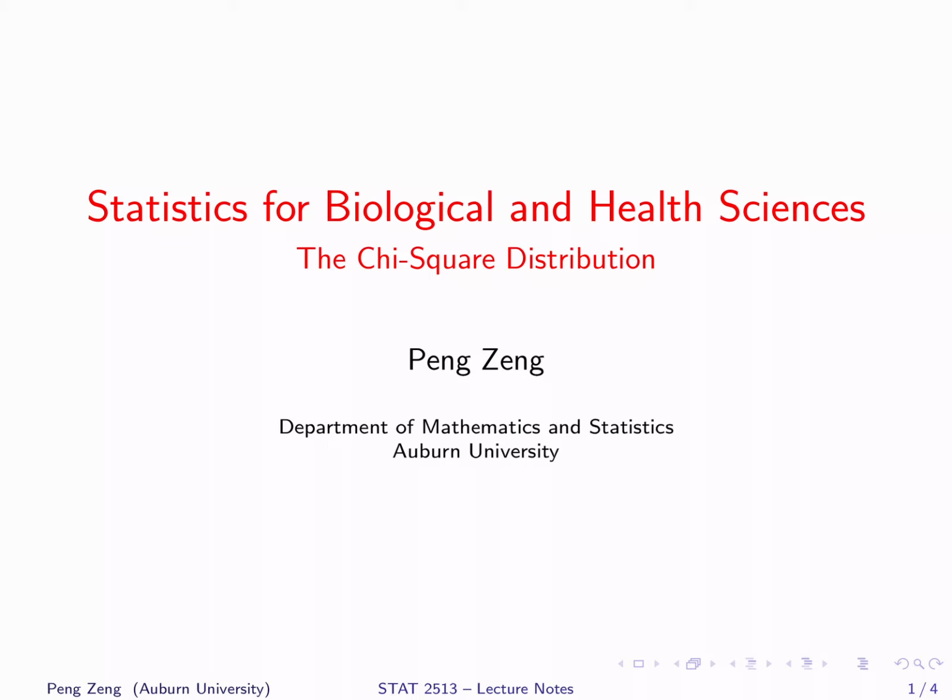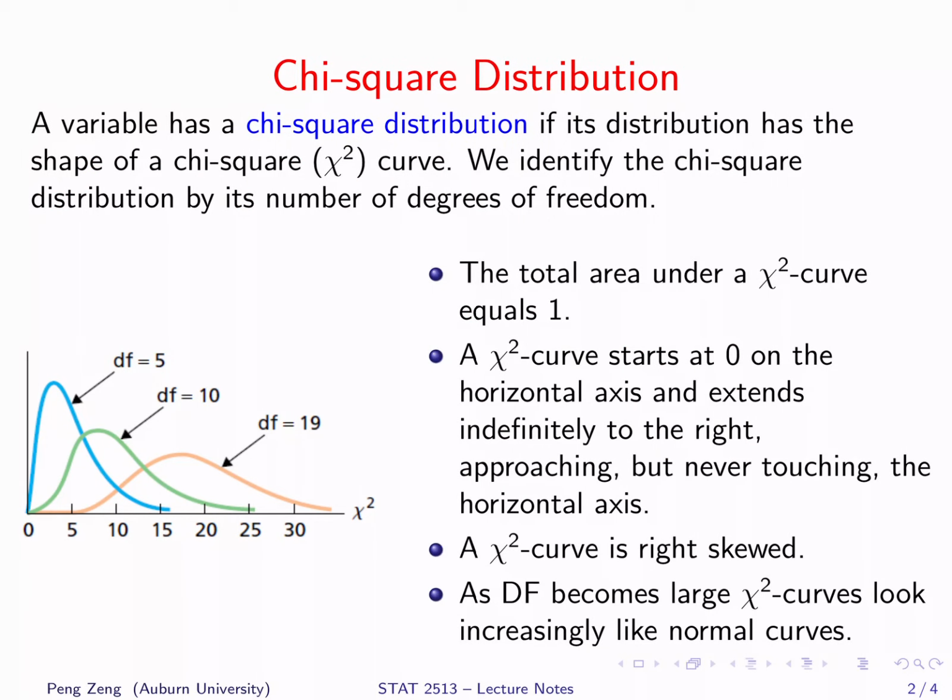This section discusses chi-square distribution. A variable has a chi-square distribution if its distribution has the shape of a chi-square curve. We identify the chi-square distribution by its number of degrees of freedom. The graph shows some chi-square curves with different degrees of freedom.